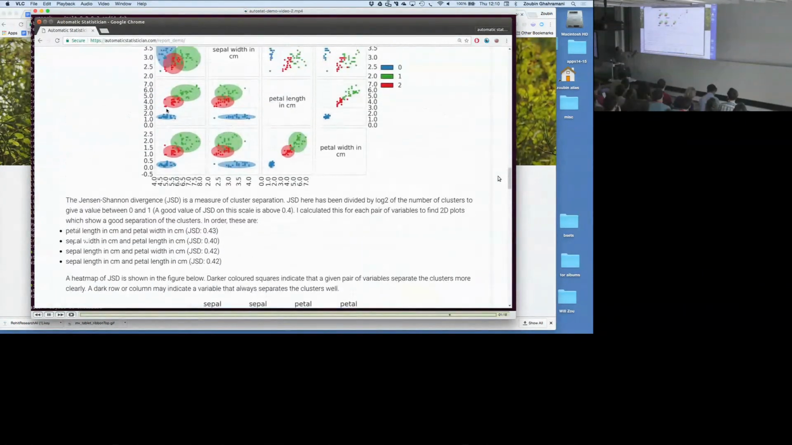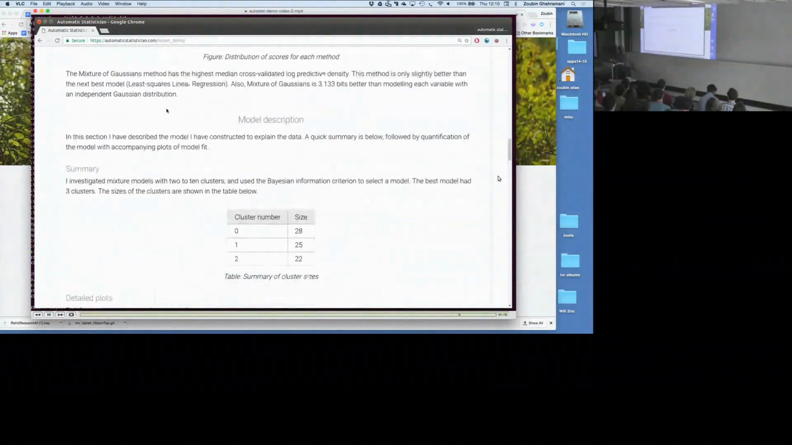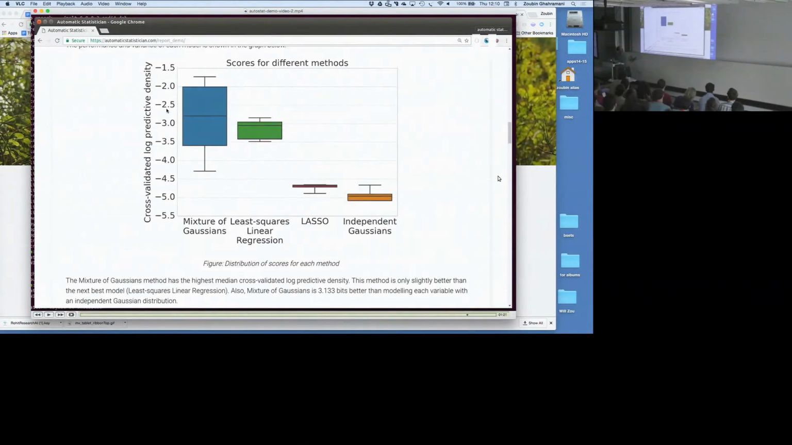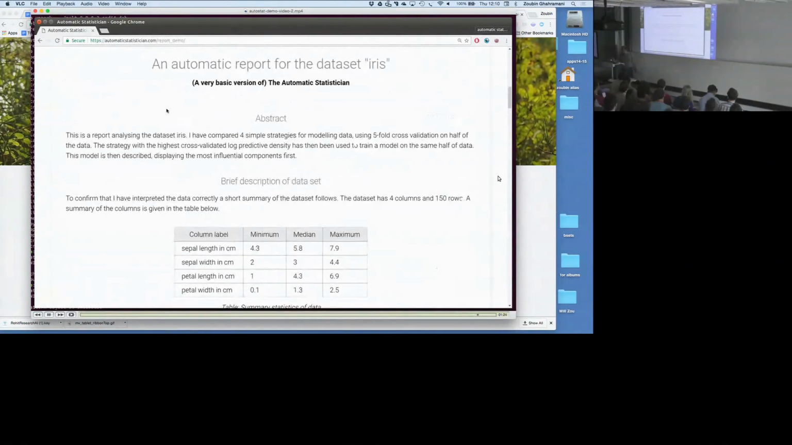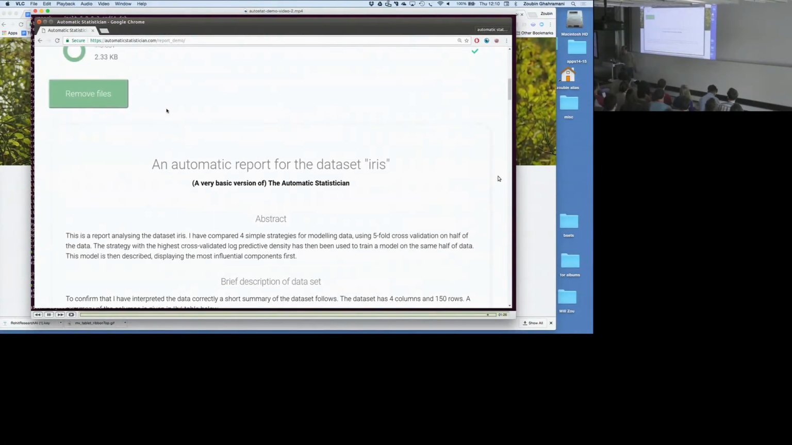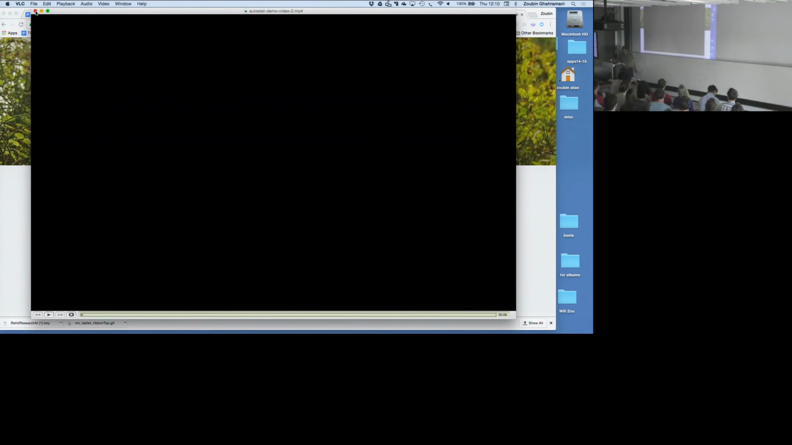Sorry, this is somebody scrolling up and down the model. It automatically produces some visualizations, and then it also tells you why it chose a mixture of Gaussians, because the mixture of Gaussians had better, in this case, cross-validated log predictive density. So instead of marginal likelihood, in this case, we're using cross-validated log density. So it had better of that than, you know, lasso or independent Gaussian. Okay. So that's the basic idea behind the automatic statistician.